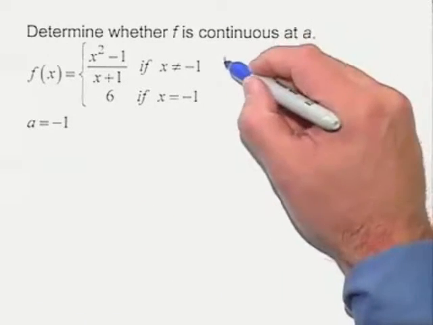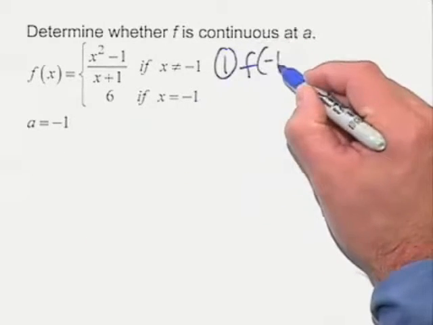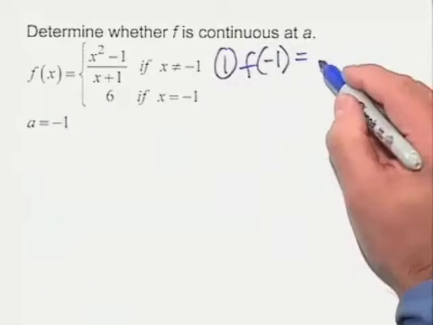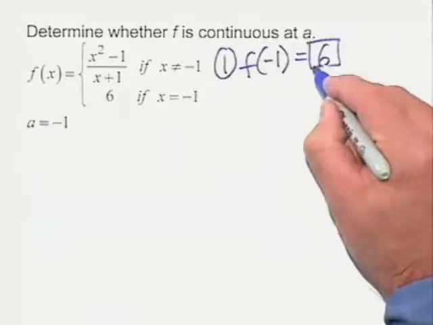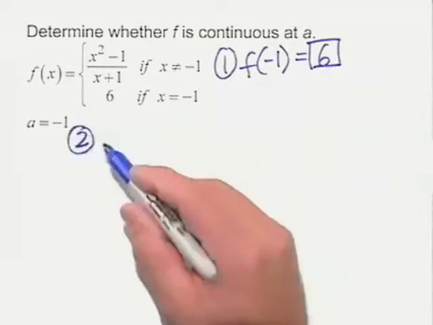Now, the first requirement for continuity is that the function must exist at that point. So we'll evaluate f of negative 1. When x is in fact negative 1, we obtain a value of 6. So we satisfy our first requirement for being continuous at a point. The second requirement is that the limit exists.